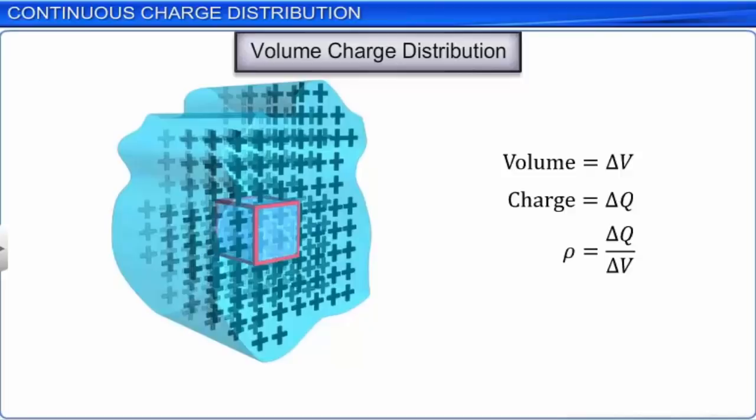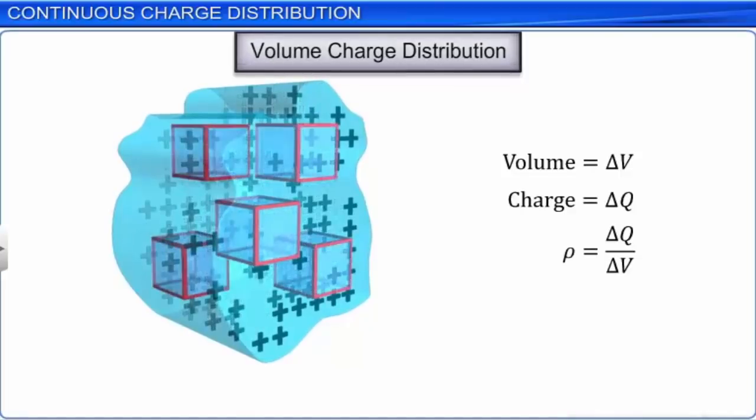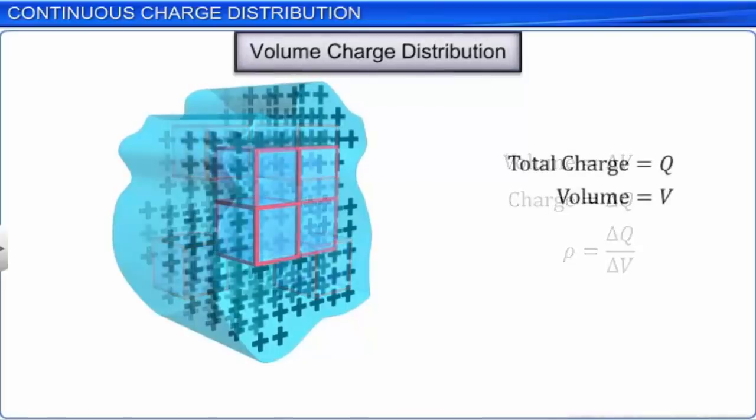If charges are not uniformly distributed, the charge density rho for an individual volume element is equal to delta Q by delta V. If the charges are uniformly distributed, the volume charge density of the conductor is expressed as rho is equal to Q by V.